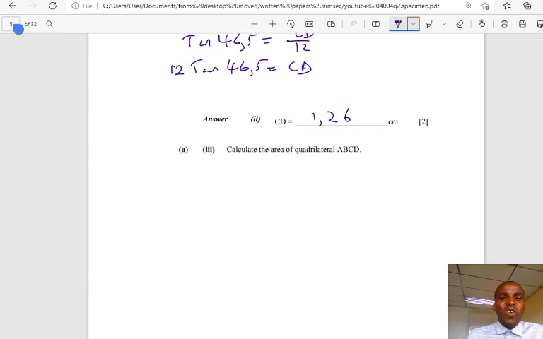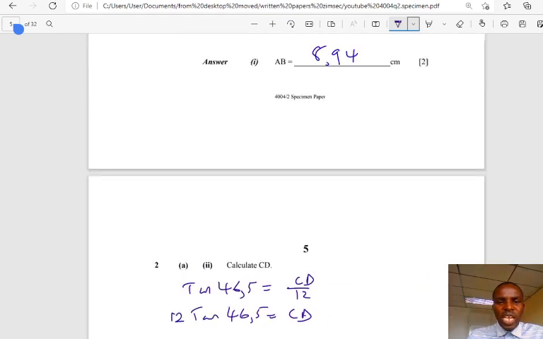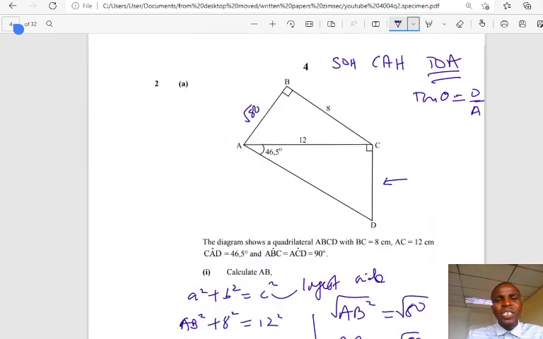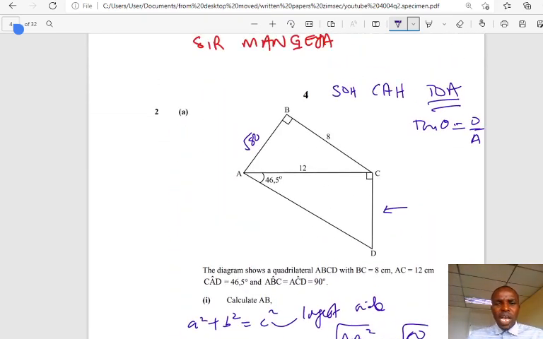Then calculate the area of quadrilateral ABCD. Area of this quadrilateral ABCD, come up here. You can see that this quadrilateral is made up of 2 triangles, triangle ABC and triangle ACD. So you can call them shape A and shape B. So it's area of A plus area of B, and for area of A, height is AB and base is 8. So you can use half base times height. Then on the other side, you can also use the same.